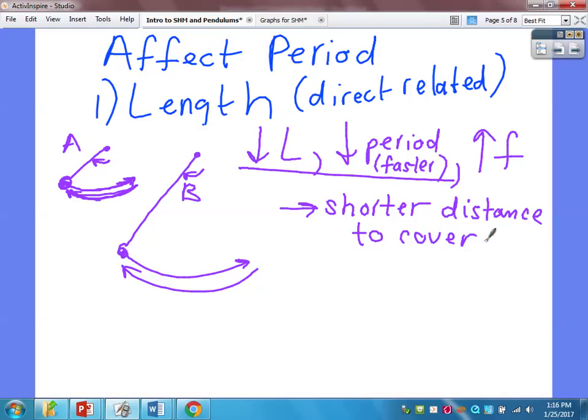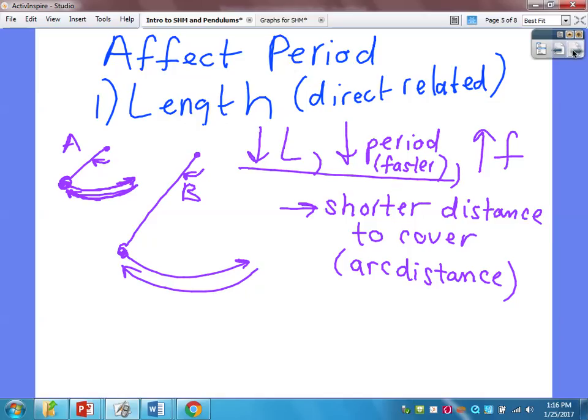It's not like one's going to be accelerated by gravity any more than the other. They're both going to be accelerated the same. It's just, hey, this one doesn't have to travel as far. It doesn't have to travel nearly as far. So that's what we are looking at here. Sometimes people talk about the arc distance. It has a smaller arc distance. So that's what you need to know about length.